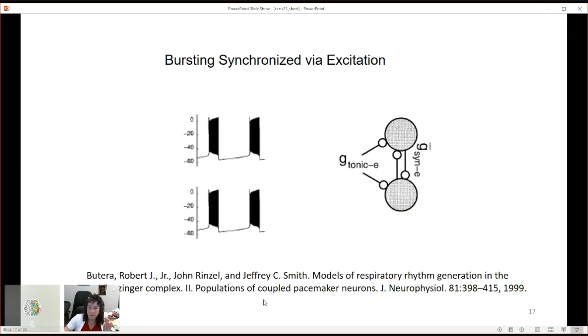Now, this is early modeling from the respiratory system. I believe that John Rubin is going to expand upon this modeling. It's a model of a burster, and they synchronize via excitatory connections. So, synchronized bursting via excitation in a model of the Pre-Bötzinger complex.